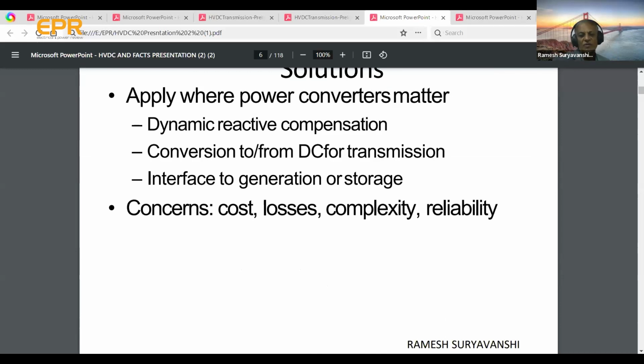We always look at why we want to transfer the power, with the cost and with the losses. The losses in HVDC are high, but it offsets them when you go more than 400 kilometers or 500 kilometers.